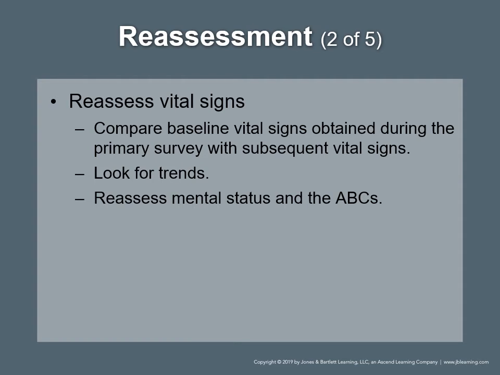Now, to compare those baseline vitals, you'll need at least 2, if not 3 or more sets of vitals. Trends happen if you've got 3 sets of vitals, you can kind of see a trend. Just with 2, a comparison's not really very good. But if you're taking your vitals every 5 minutes, then you should have enough to trend and see if it's going up or down or getting better or getting worse.